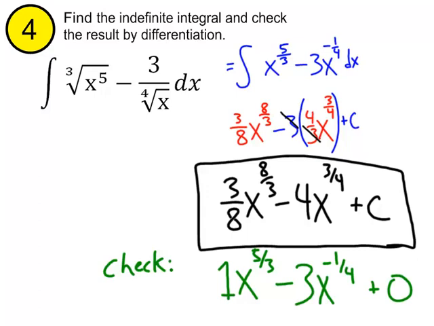From this point, I'm just going to, in my head, do this and say, okay, x to the 5/3, that's the same thing as the cube root of x to the 5th, so check. Minus 3x to the negative 1/4, that's the same thing as minus 3 over the 4th root of x, check. And that's it. We're done.